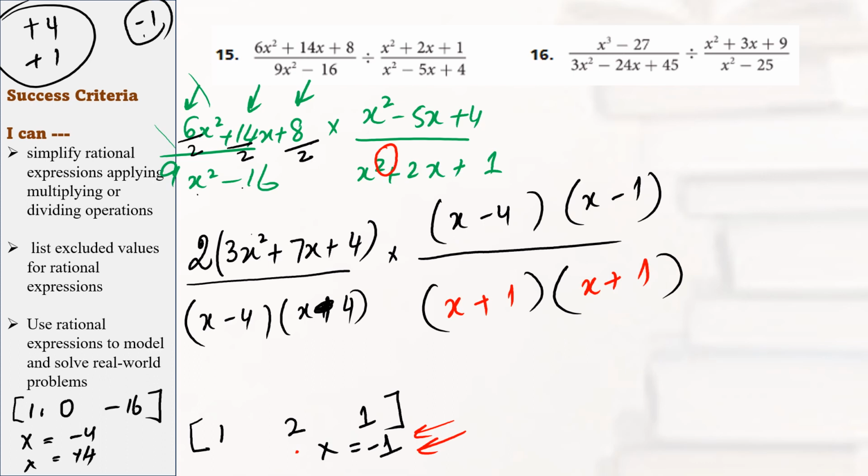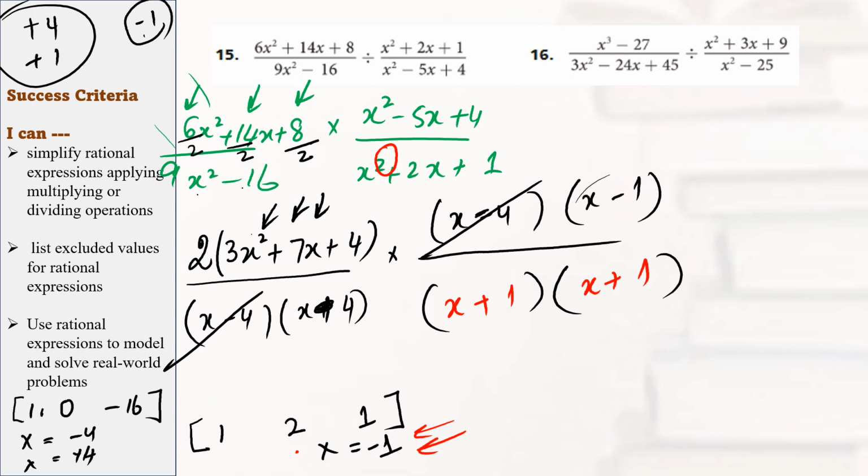Now cancel everything. The like brackets cancel, but can you see that we didn't solve this one yet? But you can cancel x minus 4 and x minus 4. And we can cancel, we don't have anything else. Never ever cancel the x minus 1 with the x plus 1.